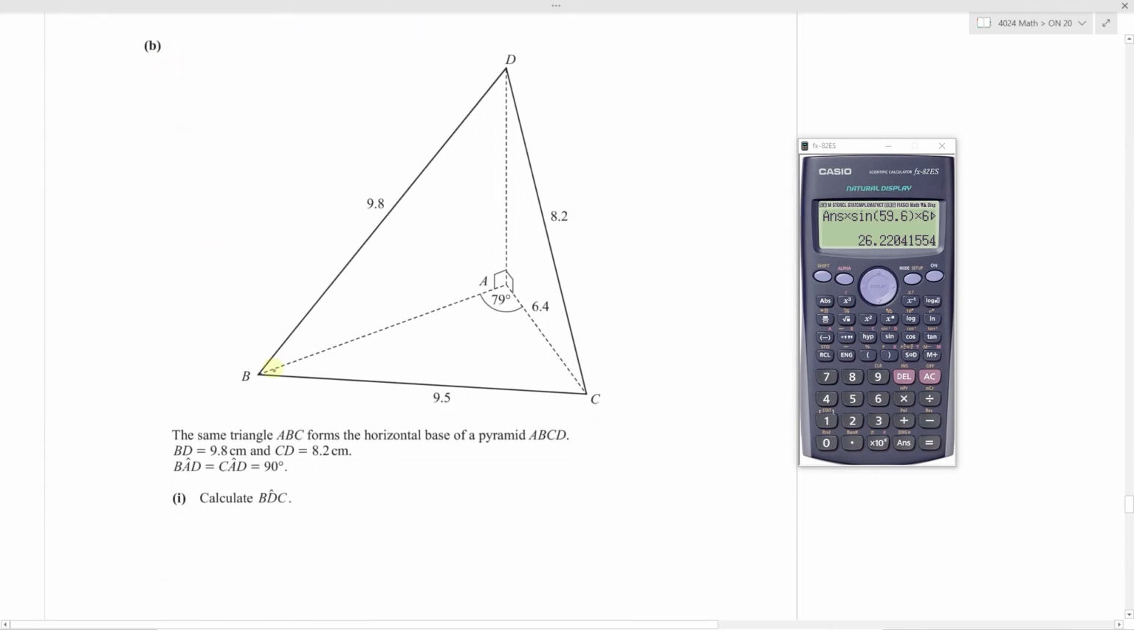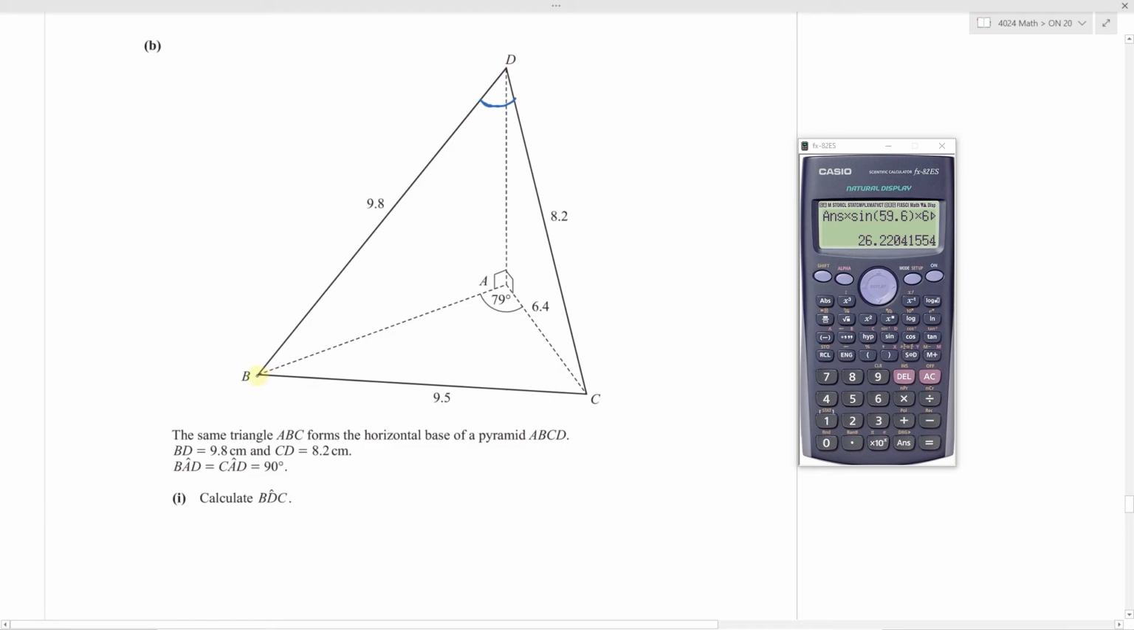Part B is the same triangle ABC forms a horizontal base of a pyramid ABCD. So ABCD is a pyramid, and this triangle ABC forms the base of this pyramid. You're given these lengths and this angle. The first part is calculate angle BDC. So BDC is this angle here between the line BD and line DC.